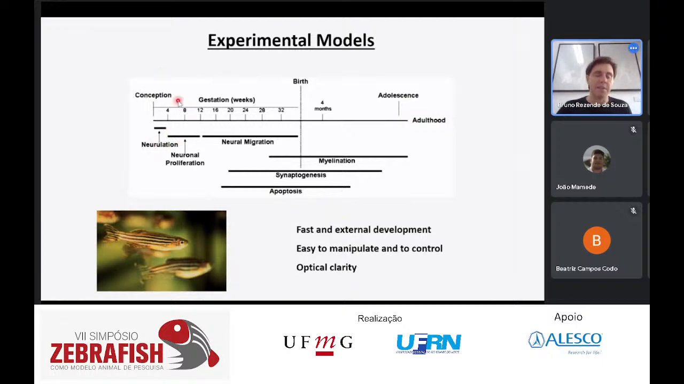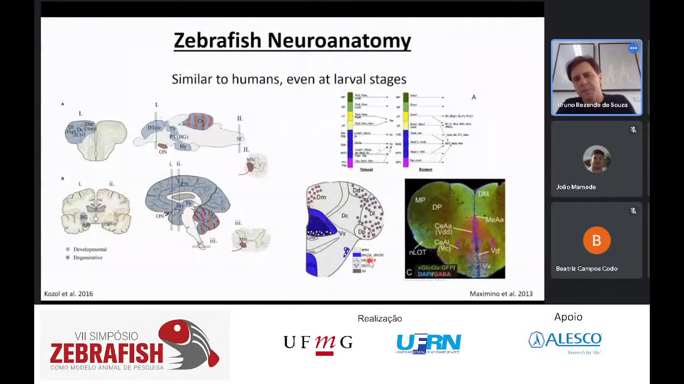So for that, as you guys know, it's very interesting to study zebrafish because it has fast external development, so we can use pharmacological tools in specific developmental windows. It's easy to manipulate and control, and it has optical clarity, so it's easy to see as well. So we started to study the early development of the brain in zebrafish, especially because it's very similar to humans.